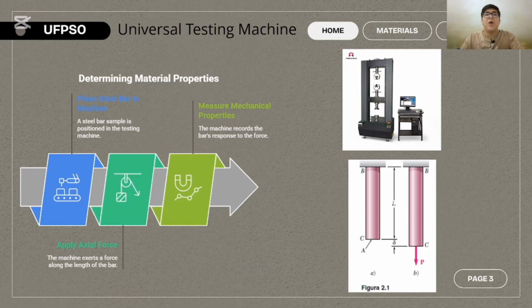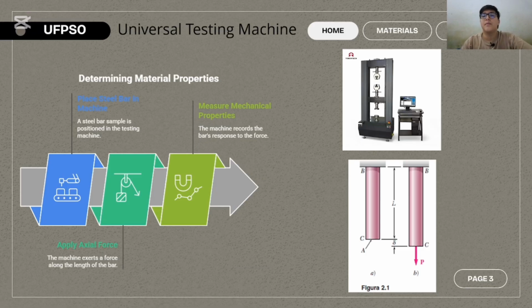Now, how are these properties determined? These properties are determined through laboratory tests carried out using a machine called a universal testing machine. In this test, for example, a sample of a steel bar is placed in the machine and an axial force is applied to it in order to determine its mechanical properties.